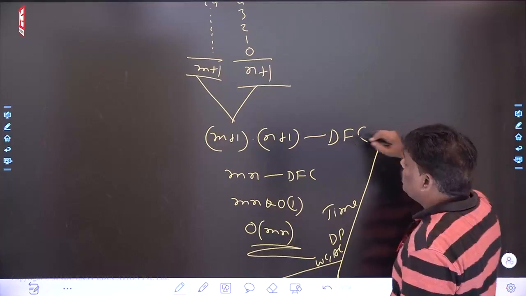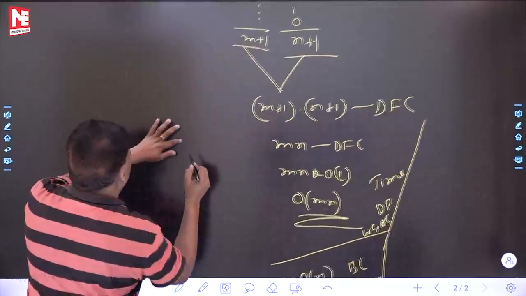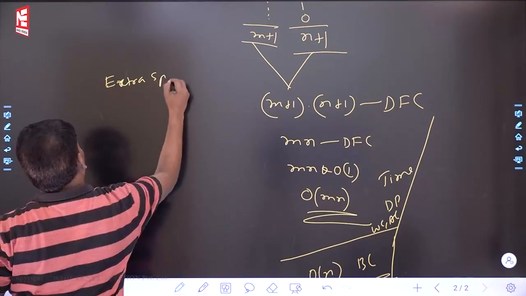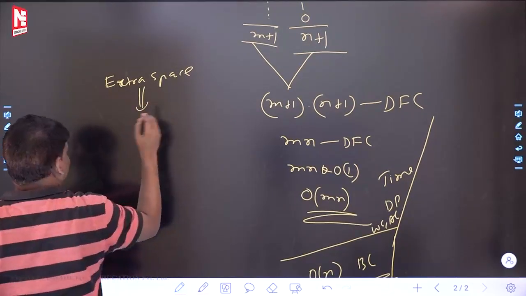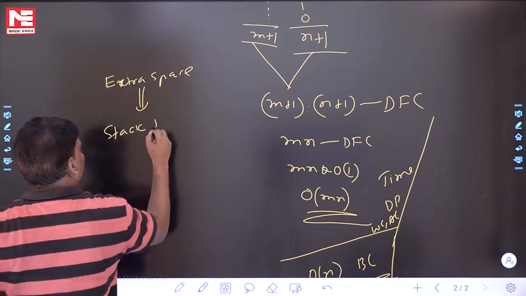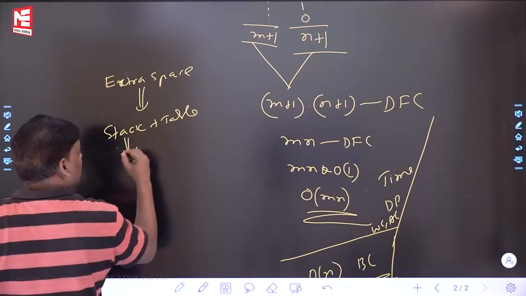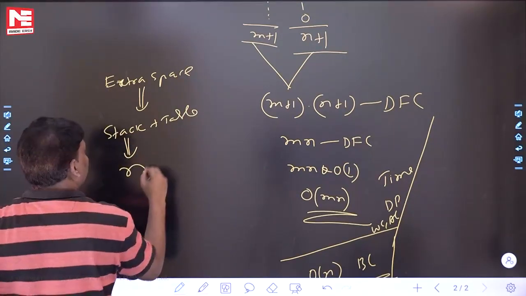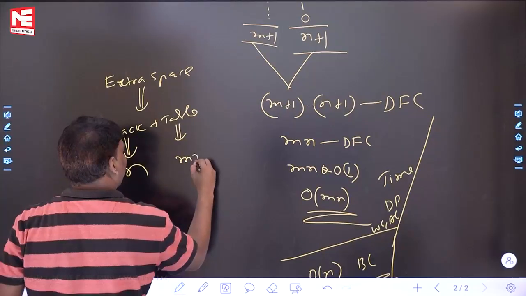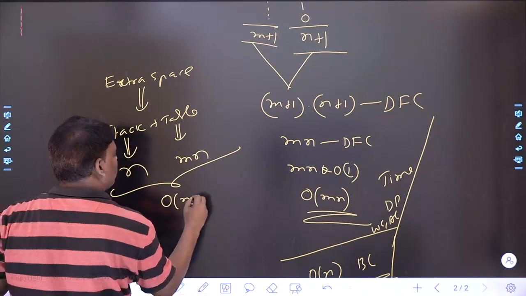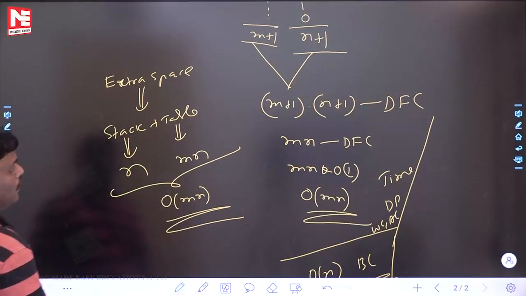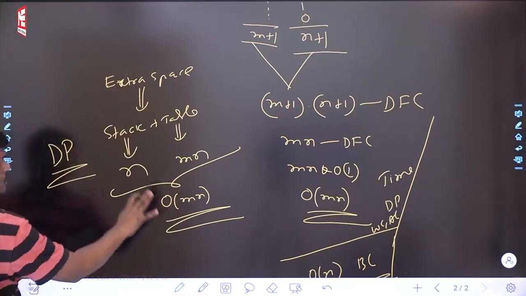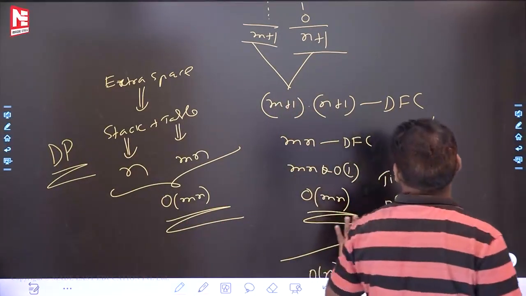One more thing I want to ask you. What will be the extra space? Because it is a recursive program using dynamic programming, stack is required and table is required. Can you help, what is the stack size? N level tree, so n. What is the table? mn distinct function calls, so mn. So finally order of mn. Dynamic programming extra space is this much, and dynamic programming time is this much.